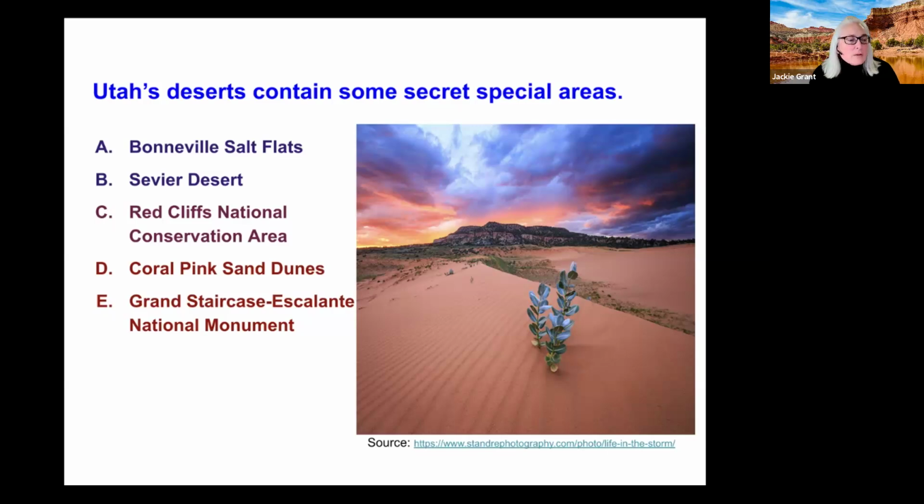Our other two deserts here, D and E, Coral Pink Sand Dunes and the Grand Staircase Escalante National Monument, are all part of the Colorado Plateau Desert System. And this picture that you can see on the slide shows a desert-adapted plant, Welsh's milkweed, that we'll talk about in a minute, that lives in Coral Pink Sand Dunes, which are sand dunes that are formed because of how the wind blows through the environment. But we'll talk about that in a minute too. Next slide, please.